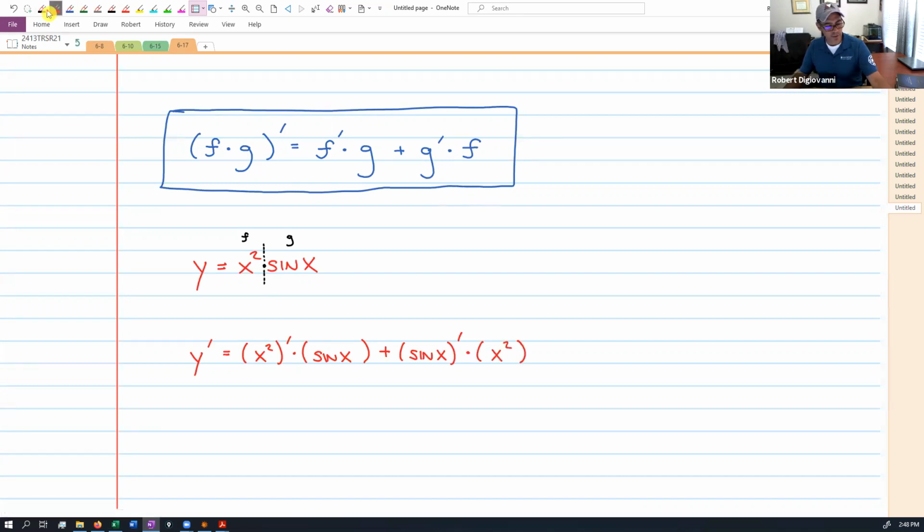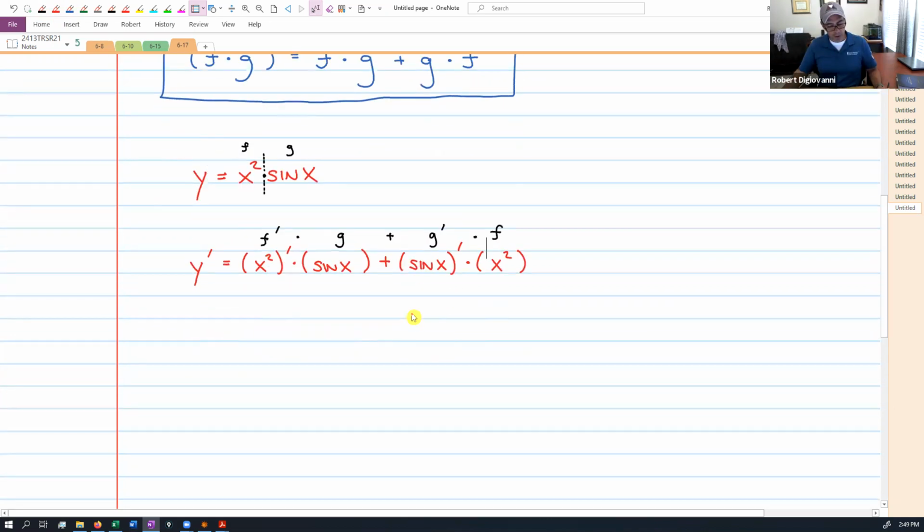So I hope that you can see the way I've written this. This is f prime times this is g plus this is g prime, and then this is times f. Do y'all see that the way I wrote it down? I still have not taken any derivatives. I've just applied the formula to this. And now each one of these individually you have to look at and see, can you take the derivative?